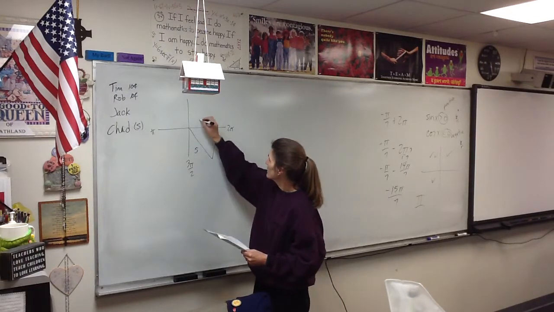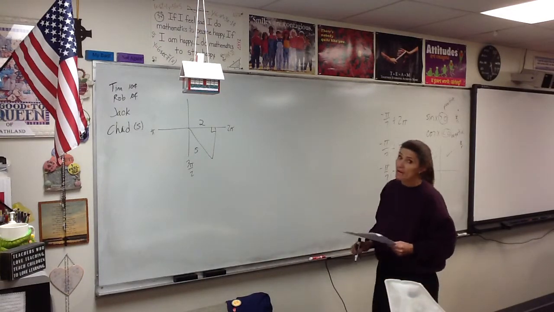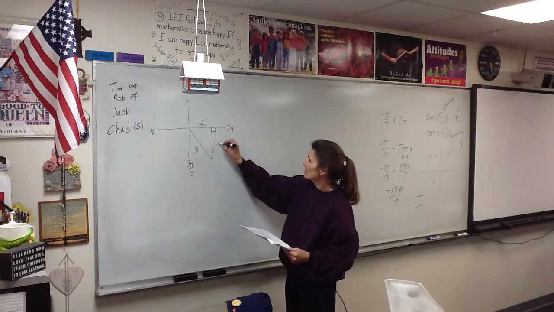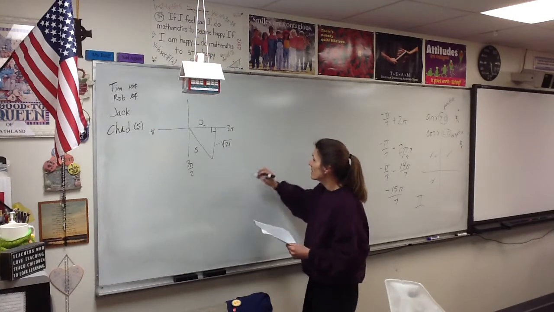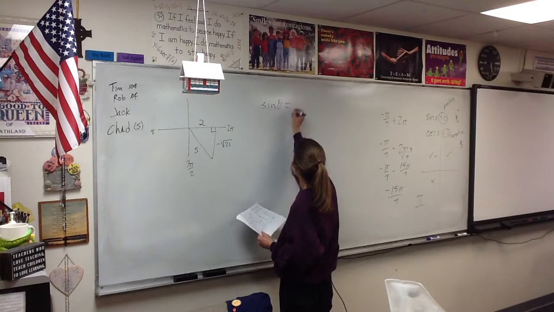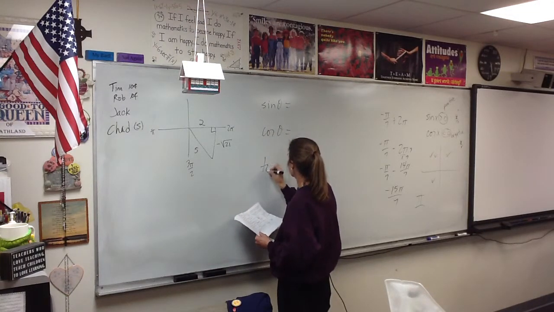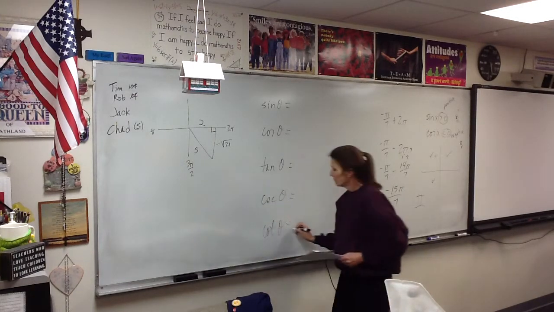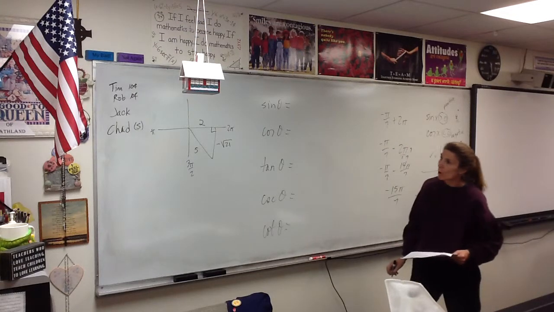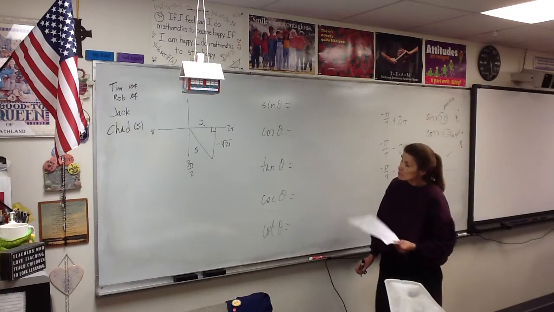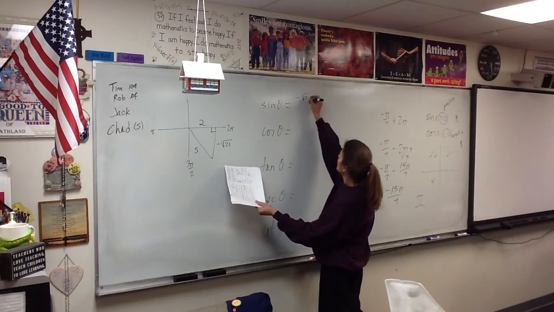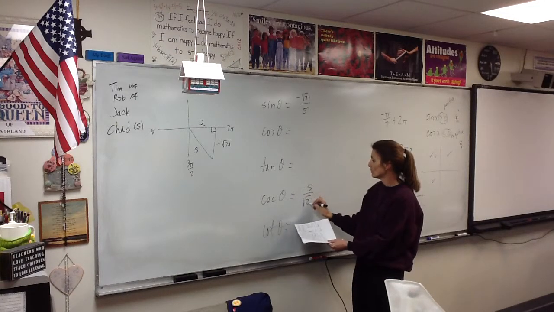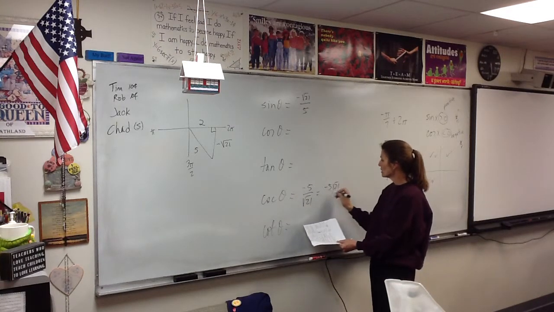And the secant is 5 halves. So I label the hypotenuse 5 and the adjacent 2. I'll do my Pythagorean theorem, and this works out to be negative root 21. How do I know that? I did my Pythagorean theorem. It's negative because I'm down there in quadrant 4. So I can fill in the blanks. Sine would be negative root 21 over 5, which means cosecant will be negative 5 over root 21, or negative 5 root 21 over 21.